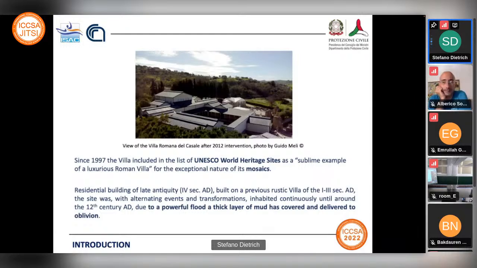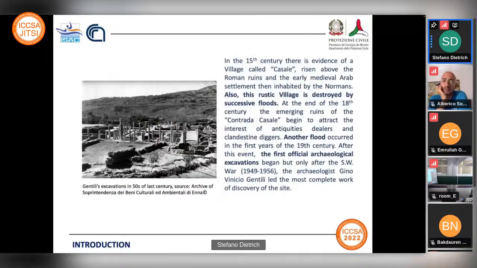The site was, with some changes and transformations, inhabited continuously until around the 12th century, when a powerful flood covered it and consigned it to oblivion. In the 15th century, there is evidence of a village called Casale, built on top of Roman ruins and on top of an early medieval Arab settlement, later inhabited by Normans. This rustic village was also destroyed by successive floods.